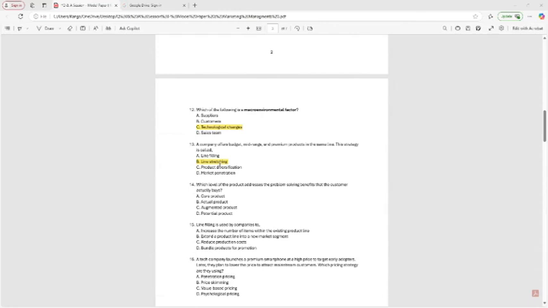Which level of product addresses the problem solving benefits that the customer actually buys? Problem solving කියන part එක ගැනයි මෙතන කතා කරන්නේ. Problem solving part එක. Products levels ටික මතක් කරොත් එහෙම problem solving part එක තමයි කතා කරන්නේ. So what is the correct answer?